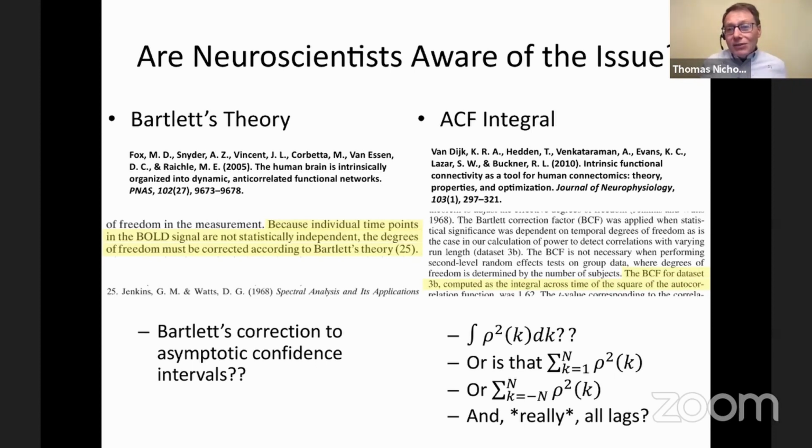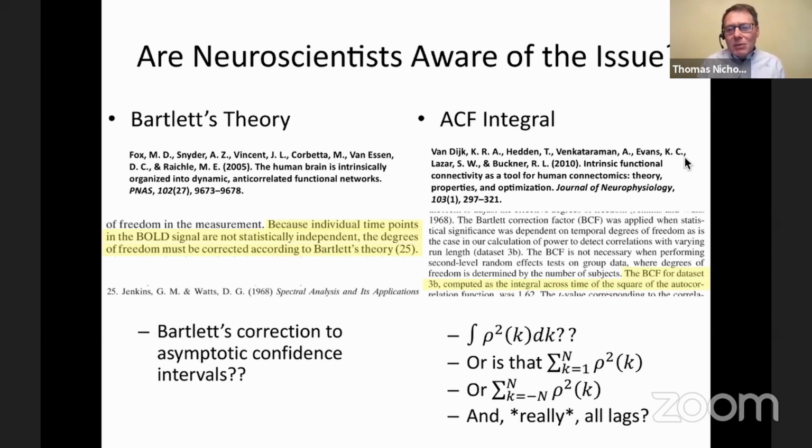Then I next saw it coming up in another paper from Randy Buckner's group, and there they called it a Bartlett correction factor, and gave a few more breadcrumbs. They said the Bartlett's correction factor is computed as the integral across time of the square of the autocorrelation function. Okay, we can forgive them for talking about an integral of something that's discretely sampled. But what do they exactly mean there?